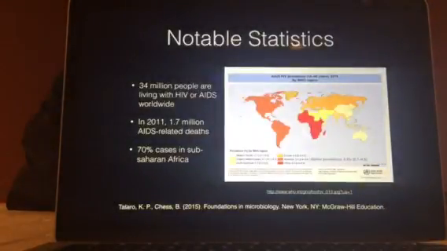HIV and AIDS are highly prevalent, so I thought it would be interesting to share some notable statistics about the infection and disease. Worldwide, there are 34 million people currently living with HIV or AIDS, which is a lot. And in 2007, there were 1.7 million AIDS-related deaths reported. A large amount, actually 70% of these cases, occurred in sub-Saharan Africa. As you can see on the map of the geographical prevalence of HIV and AIDS worldwide, it is most concentrated in the African region.